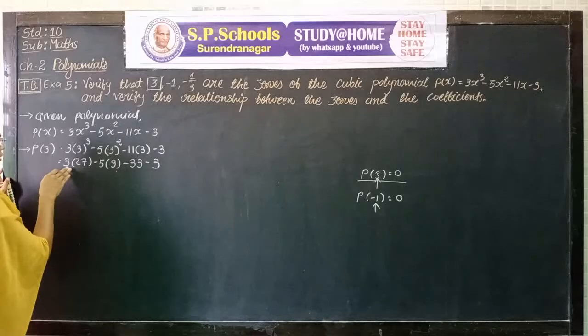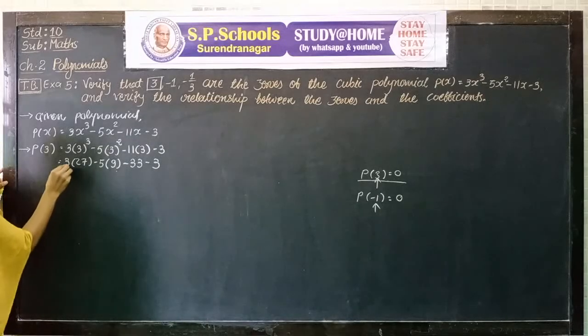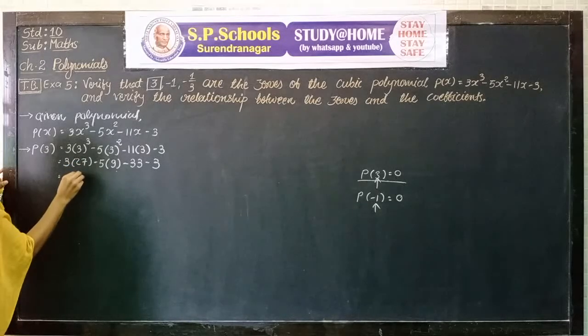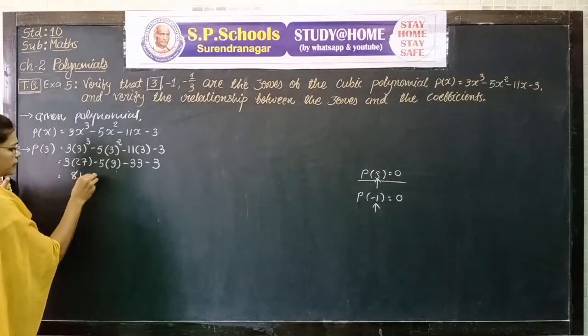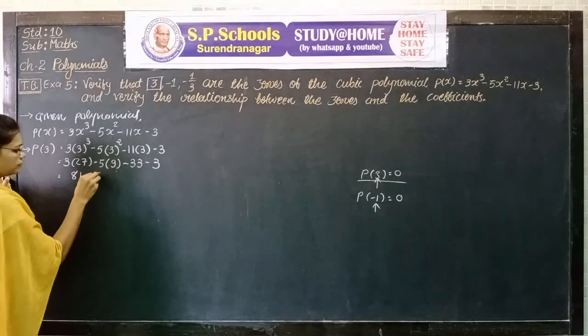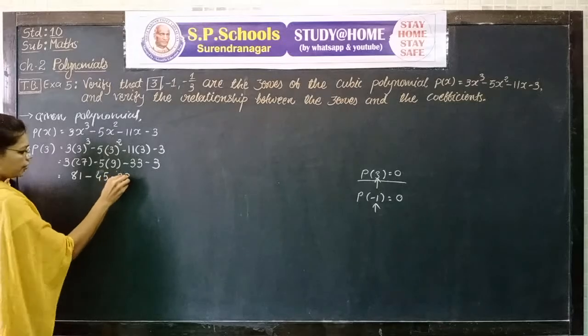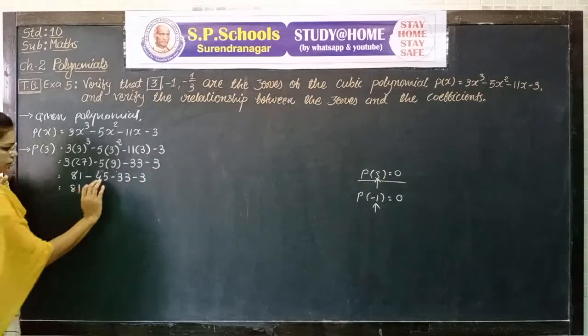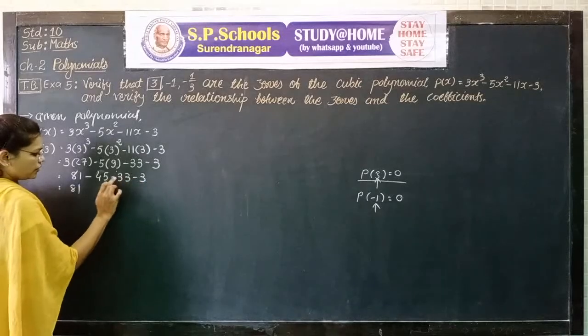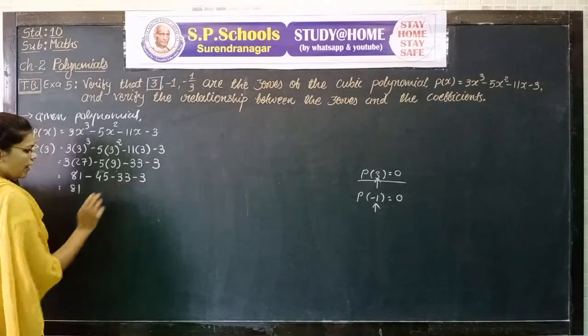We need to multiply 27 by 3: 3 7s are 21, 3 2s are 6, so 81. 27 3s are 81, minus 9 5s are 45, minus 33, minus 3. 81 remains as it is. 45, 33 and 3 have the same sign, so we do addition here.